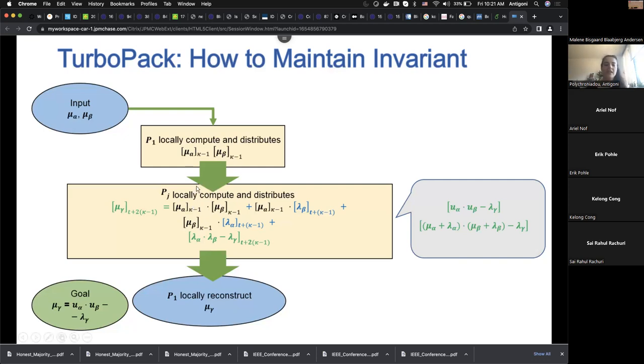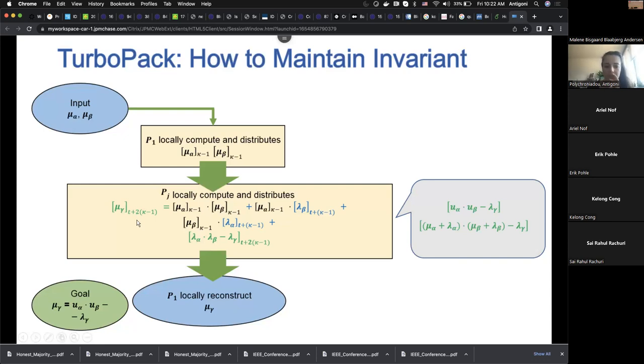Again, you can see what's going on with the degree. This packed secret sharing is what we call multiplication friendly. When we multiply values with these degrees, we get a sharing of degree t plus 2k minus 1. So this is the online phase.